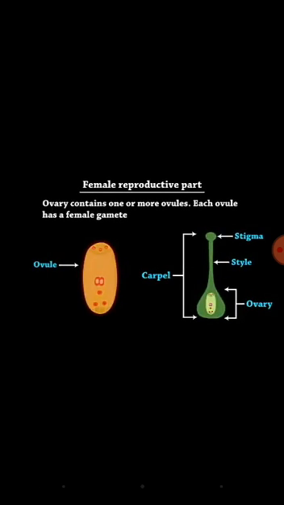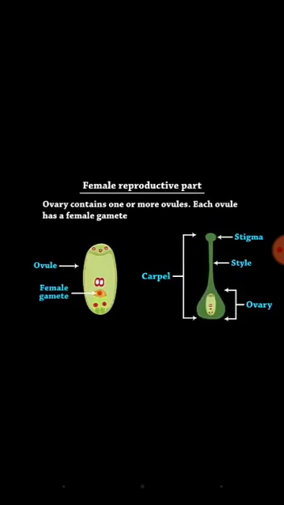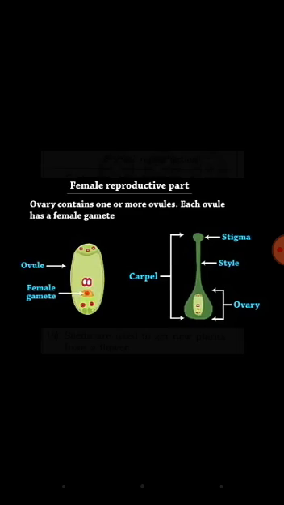Now let us know more about female reproductive part. Ovary contains one or more ovules. Each ovule has a female gamete. As we can look in this diagram too, they have shown the ovule, stigma, style, carpel and ovary. Now, female reproductive part, here they have shown the inside structure of the ovule and also of the ovary.